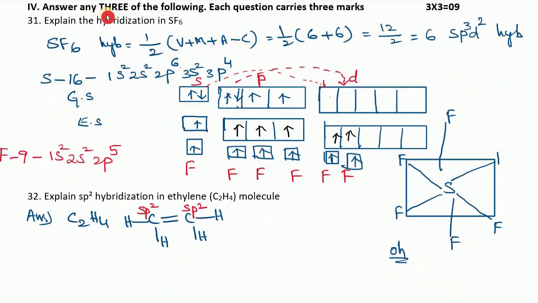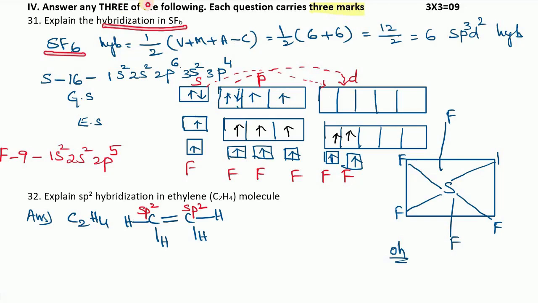Now let us go to part C. In part C, we have to answer any three. Each carries 3 marks. Okay, see the first question. In this, explain the hybridization of SF6.